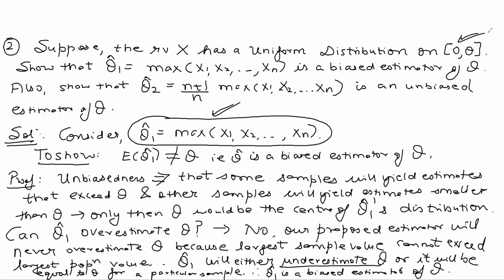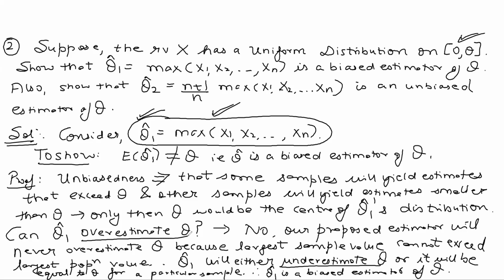Now, I am again revising it. For an estimator to be unbiased, it should underpredict the population parameter some of the times, and it should overpredict the population parameter some of the times. Only then will the population parameter fall in the center. That means in our solution, theta 1 hat should overpredict theta in some of the samples, and underpredict theta in some of the samples. But we have pointed out logically that our estimator theta 1 hat cannot overestimate theta.